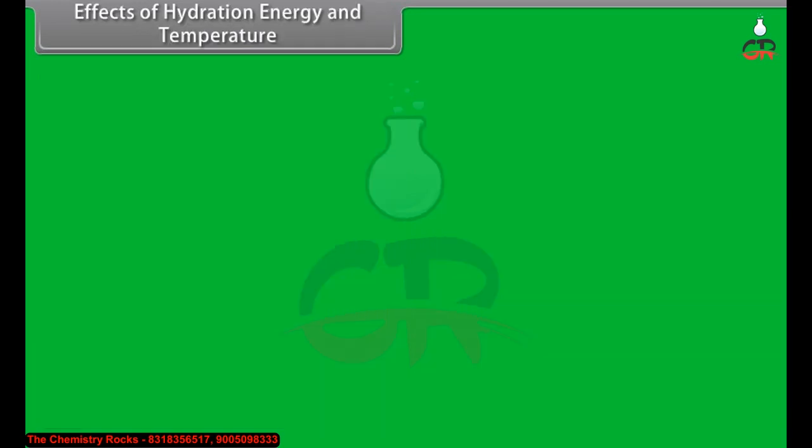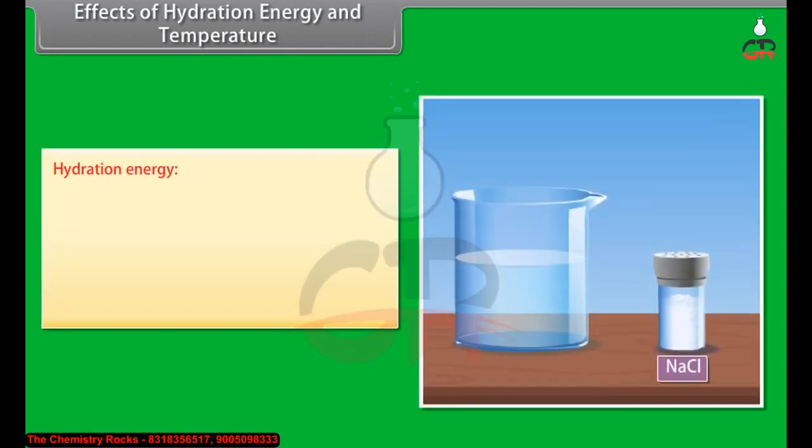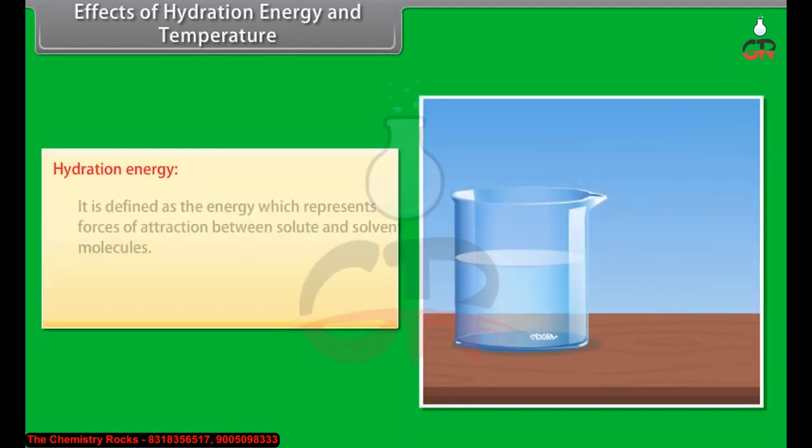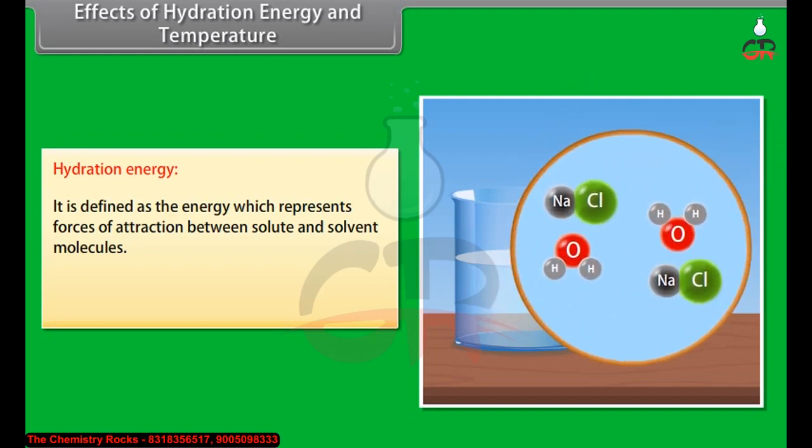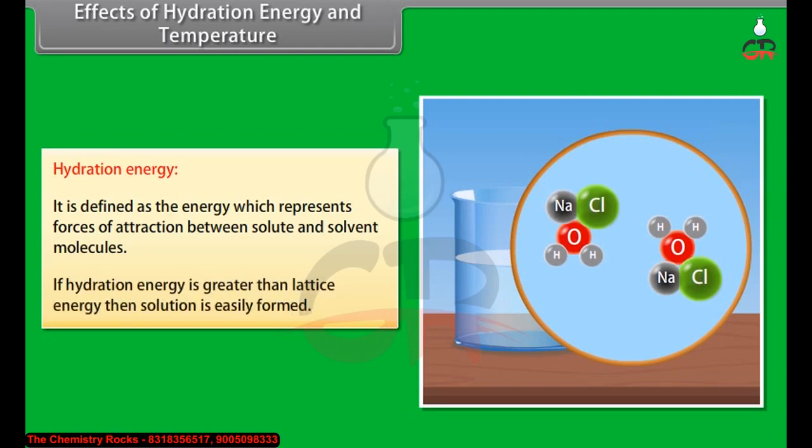Effects of hydration energy and temperature. Hydration energy. It is defined as the energy which represents forces of attraction between solute and solvent molecules. If hydration energy is greater than lattice energy, then solution is easily formed.